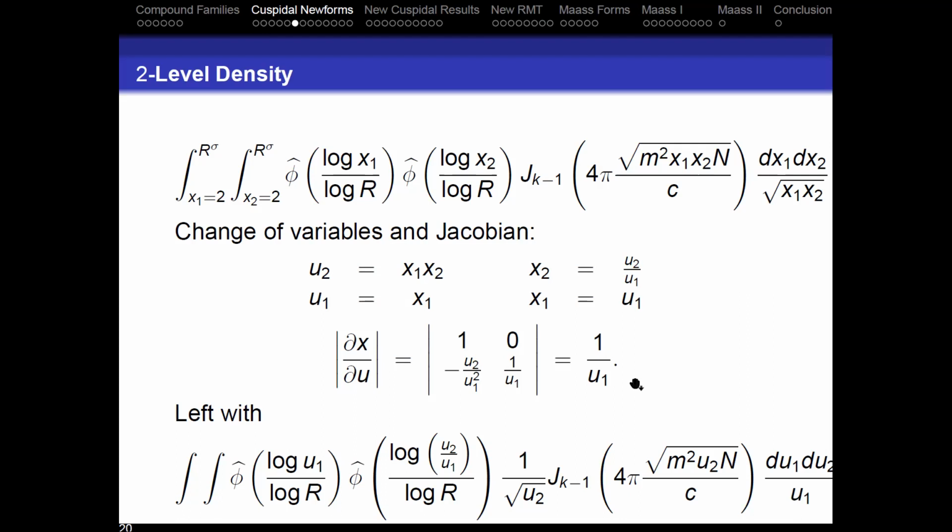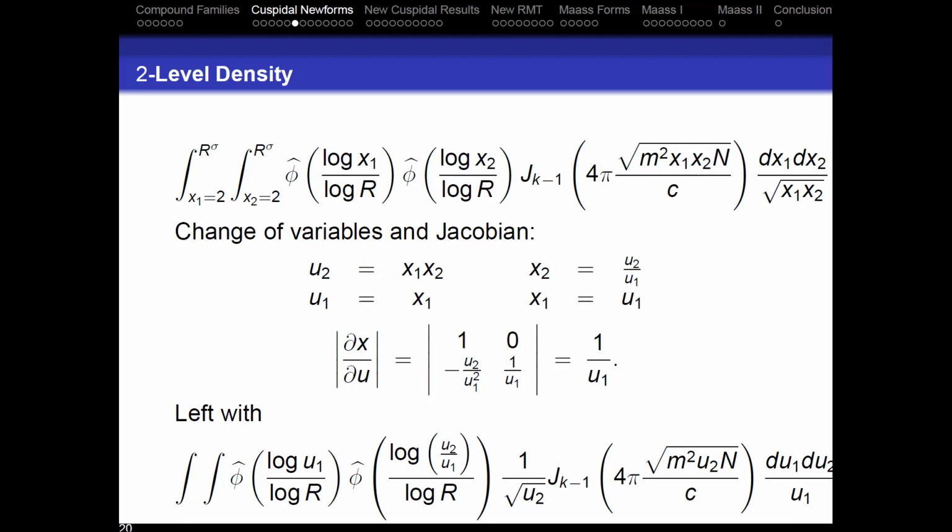And when we plug things in here and we do our change of variables, we get phi hat of log u1, phi hat of log of u2 over u1. And now the nice thing is the Bessel function is evaluated just at one variable, at u2. We have a du1 du2 over u1. Okay, that's much better. Does anybody see anything nice about the functions phi? You can split up the logarithm.